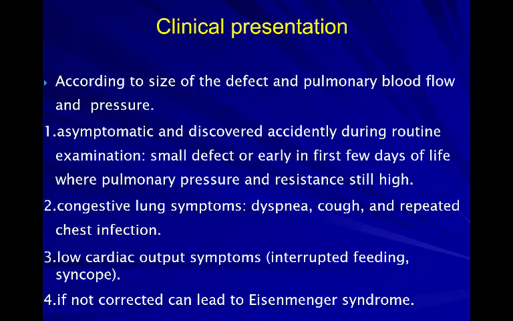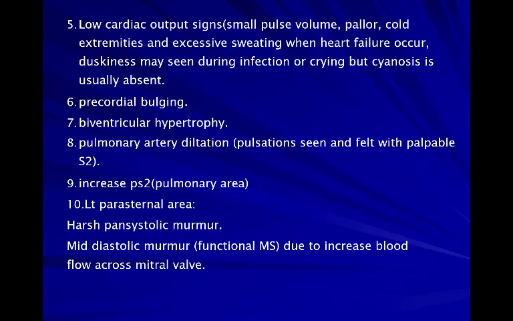Large VSD, if not corrected, can lead to Eisenmenger syndrome. Low cardiac output signs in the form of small pulse pressure, pallor, cold extremities, excessive sweating, and heart failure occur. On examination: precordial bulge, biventricular hypertrophy, pulmonary artery dilatation, accentuated second sound due to pulmonary hypertension, and a left parasternal harsh pansystolic murmur heard all over the precordium due to the shunt across the VSD.